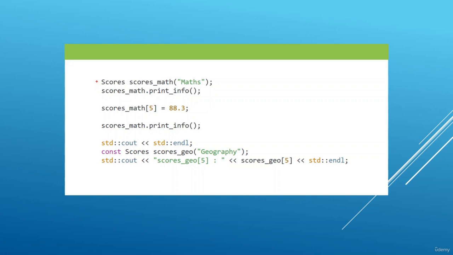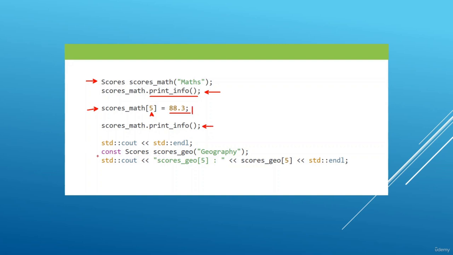We're going to be able to create scores objects like we do here for the math scores. We're going to be able to print information. Printfull is another function I want you to set up. You're going to make it loop through the array and print each element in the array. I hope you can do this. And then we're going to be able to use our subscript operator to change data in our scores object. For example, the element at index 5 is going to be changed to 88.3 here. And if we print the information again, we're going to see the change applied.